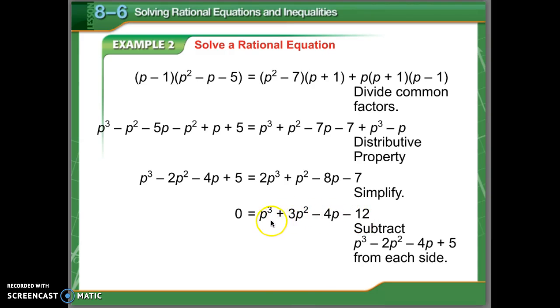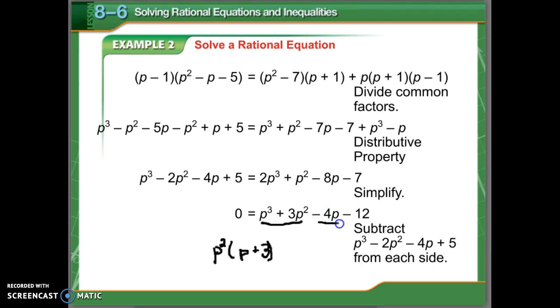We're going to factor by grouping. Remember, you need to group the first 2, see what they have in common, group the last 2, see what they have in common, and pull it out. When we do that, we would be able to take out from this first pair, this first group right here, we can take p squared out, and we'll be left with p plus 3.